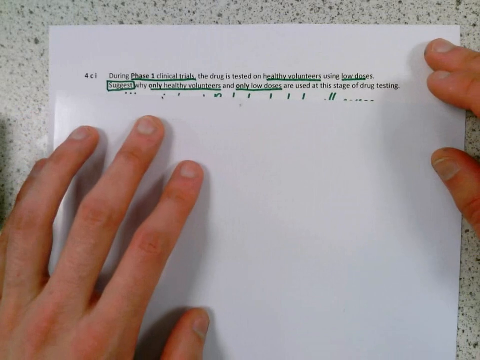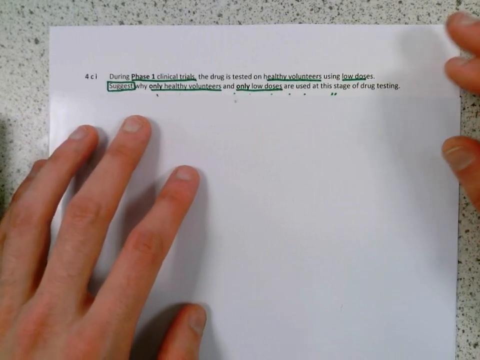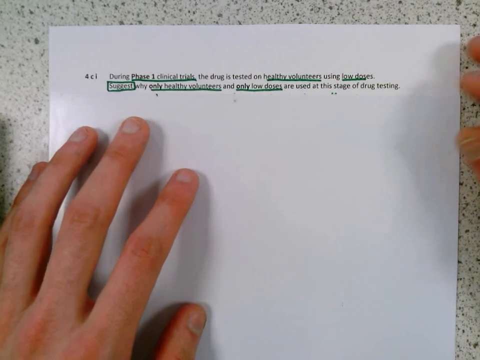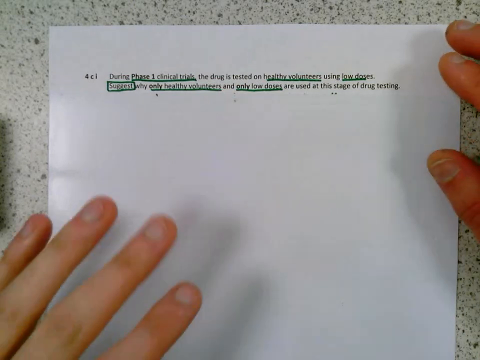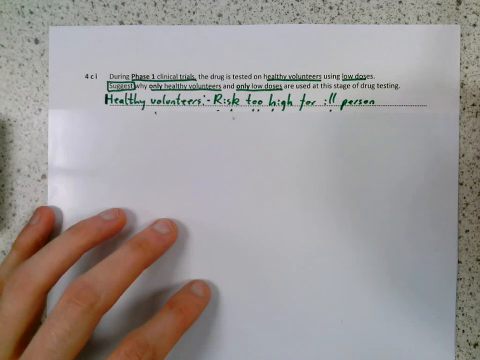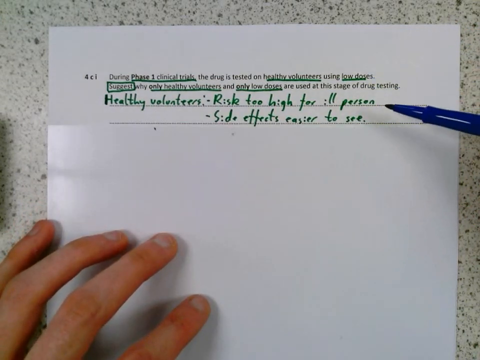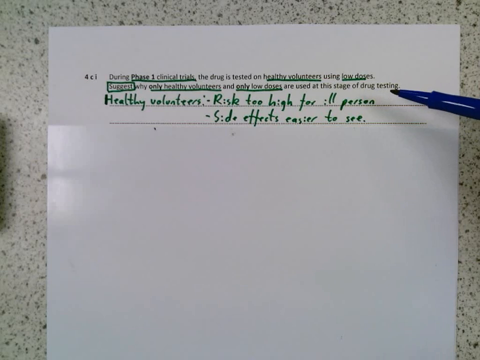During phase 1 clinical trials, the drug is tested on healthy volunteers using low doses. Suggest why only healthy volunteers and only low doses are used at this stage of drug testing. The reason we test on healthy volunteers is because the risk could be too high for someone who's already ill, already suffering, already unhealthy. Possibly putting a new drug that we don't know about into their body could be too much. Also, it's much easier to see side effects on a healthy person. If someone's already ill and then they start to get worse, we don't know if that's a side effect of the drug or of the disease that they already have.